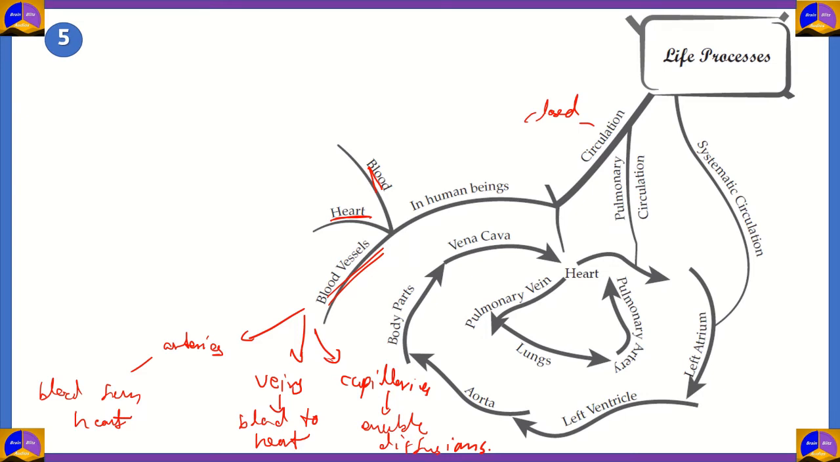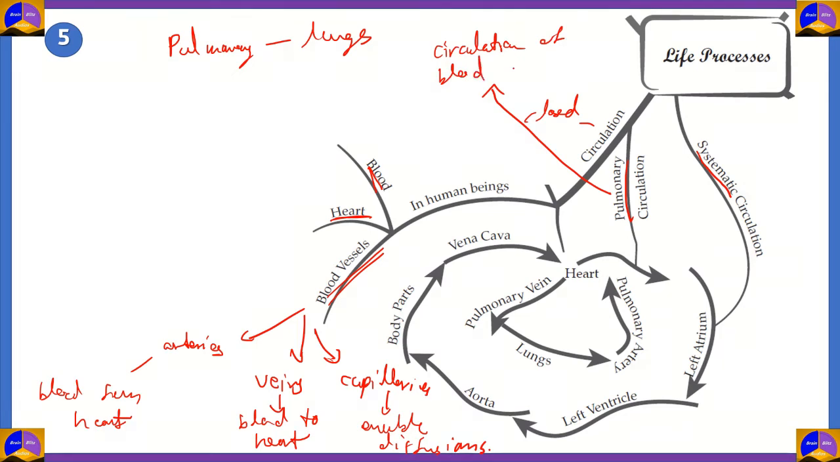Now, when it comes to human circulation, we have two particular types of circulation: the pulmonary circulation and the systemic circulation. So let's start off with how pulmonary circulation works. So the term pulmonary refers to the lungs. So if we look at pulmonary circulation, it basically means circulation of blood to the lungs and back again.